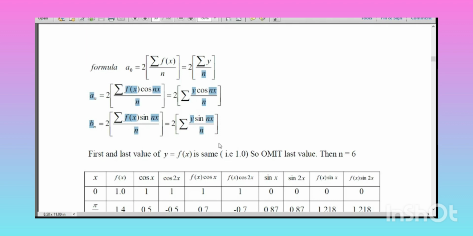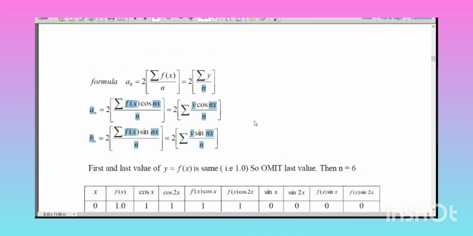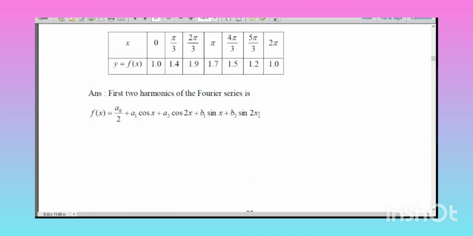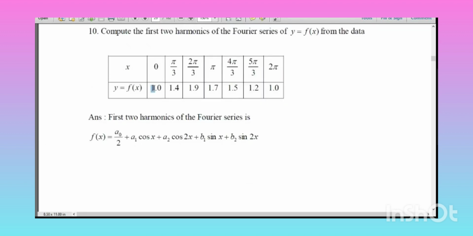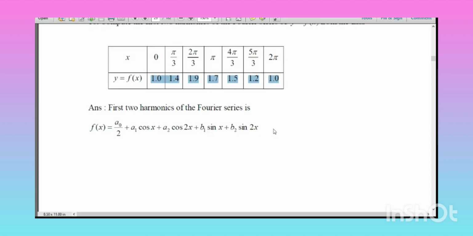Suppose if you want to find a1, means for n is equal to 1. So a1 is equal to 2 into summation f of x cos x divided by n. The denominator n denotes the values. How many values are given? Here, the f of x values, 7 values are given. But the starting value is 1.0 and the ending value is 1.0. So both values are same, so you have to omit the last value. You have to omit the last value.